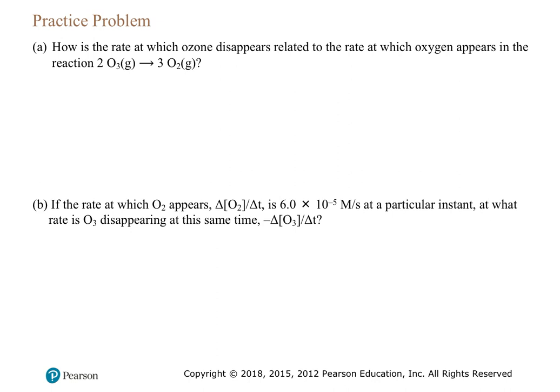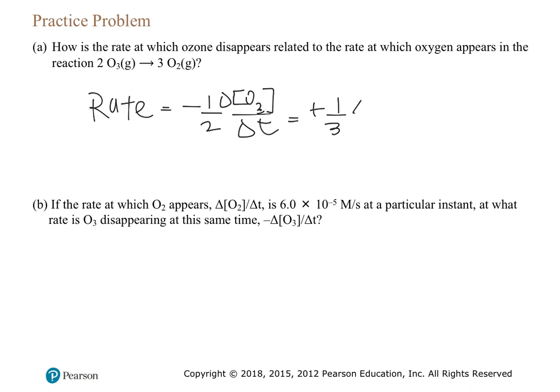So if I have this reaction here, then I would know that the rate of the reaction is going to be equal to negative 1 over 2, since it's a reactant, times the change in concentration of ozone over change in time, and that's going to be equal to positive 1 over 3 times the change in concentration of oxygen over time. So those are how those two are related.